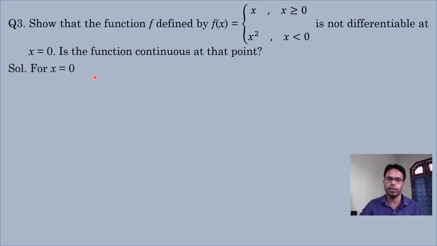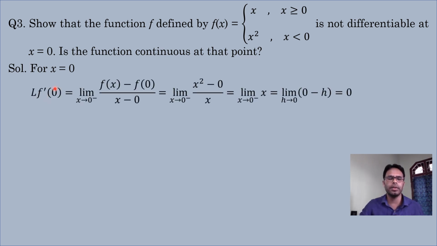For x equal to 0, the left hand derivative, first L f dash 0. So L f dash 0 is the limit as x tends to 0 minus, this is the definition of differentiation, fx minus f0 divided by x minus 0. x tends to 0 minus means x is less than 0, so here fx is x square, we write x square. f0 equals 0 as in this line, so 0 divided by x minus 0 is x, one of the x is cancelled.